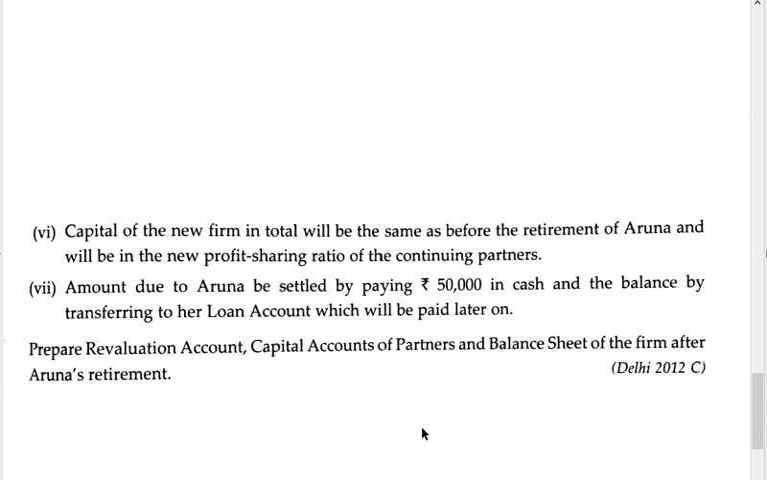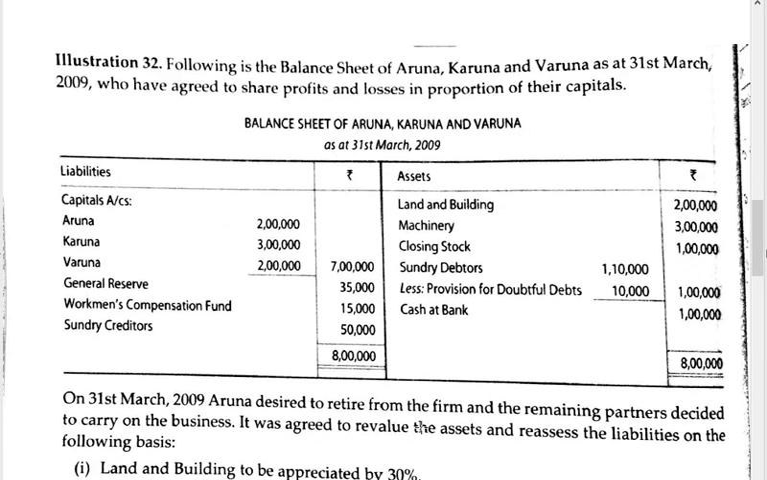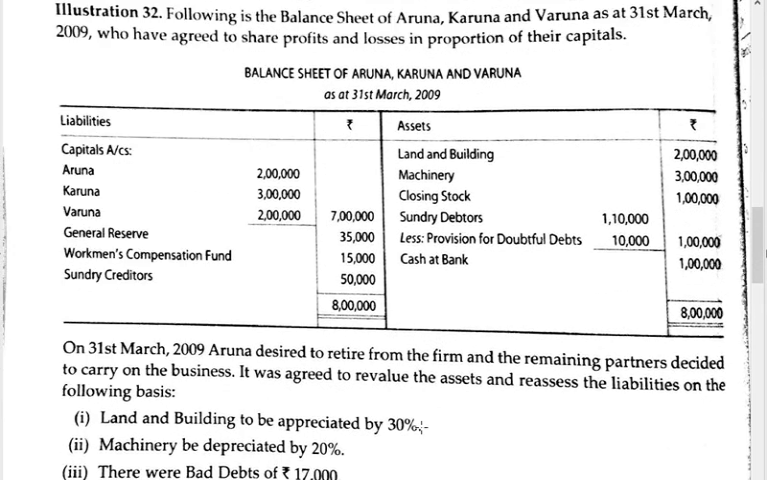The last says amount due to Aruna be settled by paying 50,000 in cash and the balance by transferring to her loan account, which will be paid later on. He says whatever is the balance payable to the retiring partner Aruna, out of that 50,000 will be paid in cash and the balance will be transferred to her loan account. So just go through the question once. Go through this much question first, till revaluation.